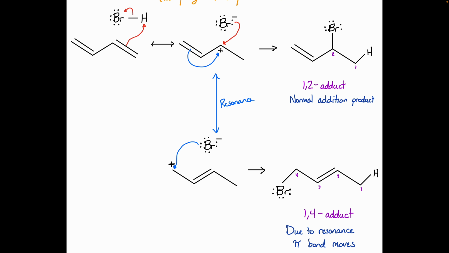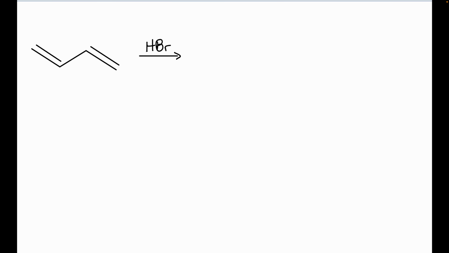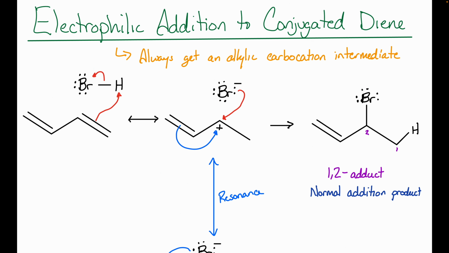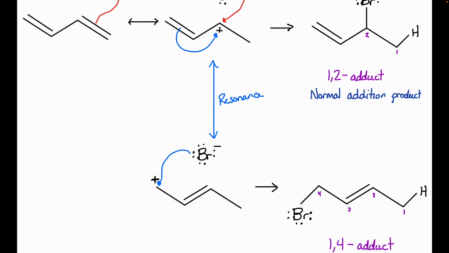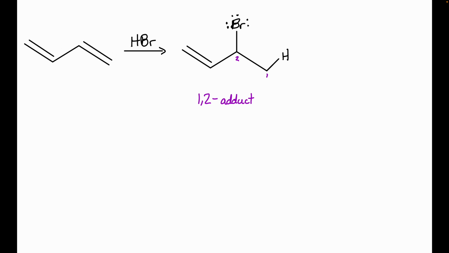So what I'm going to do is summarize this in a balanced chemical equation. Or I guess just a chemical equation here. We treat a conjugated diene with hydrobromic acid, and we get these two possible products, our 1,2 adduct and our 1,4 adduct.